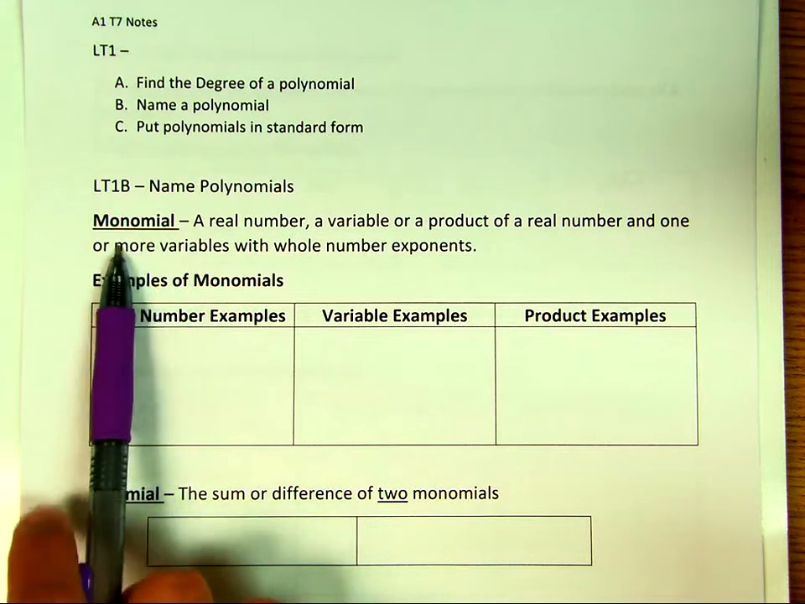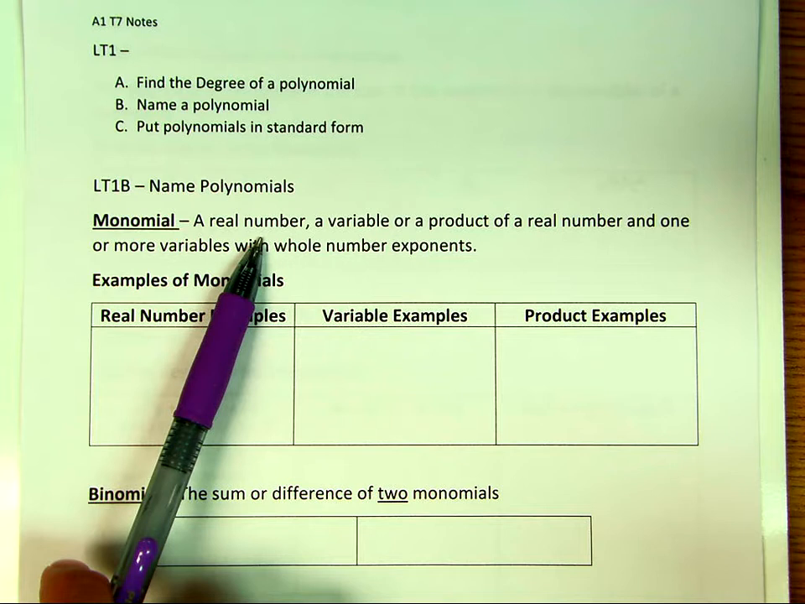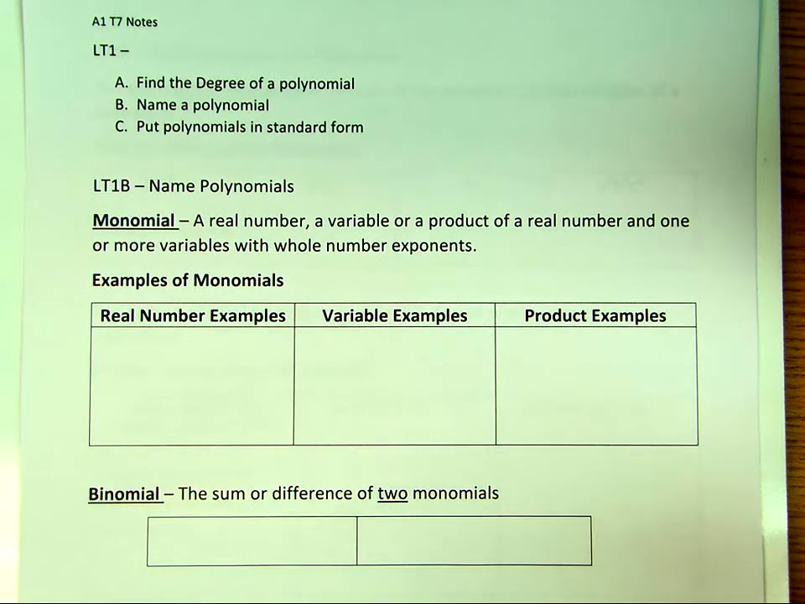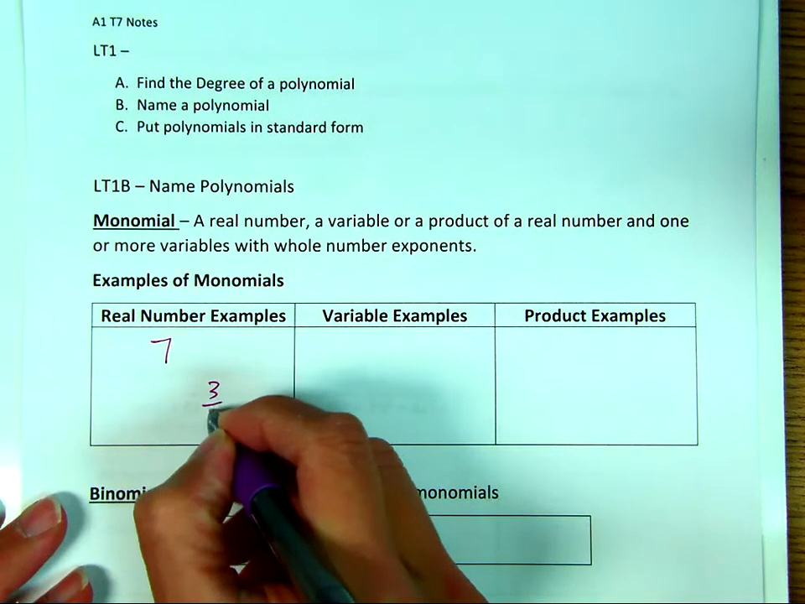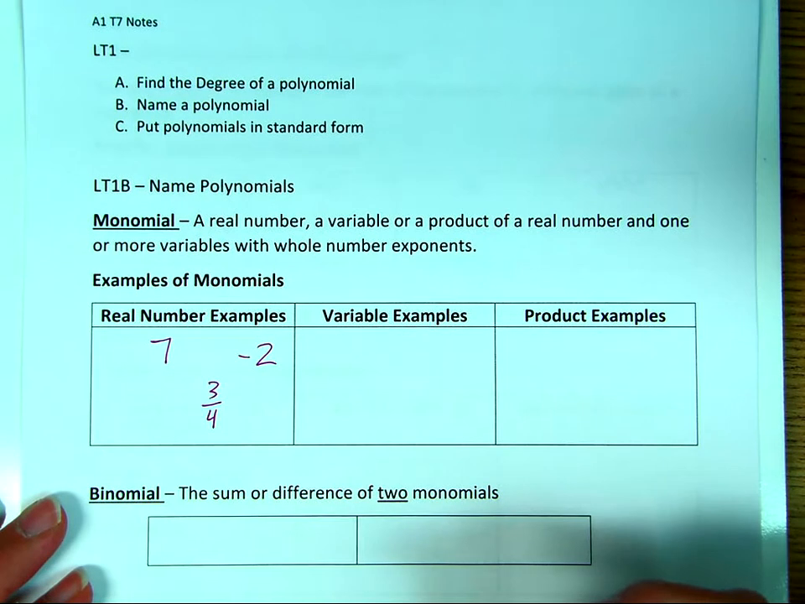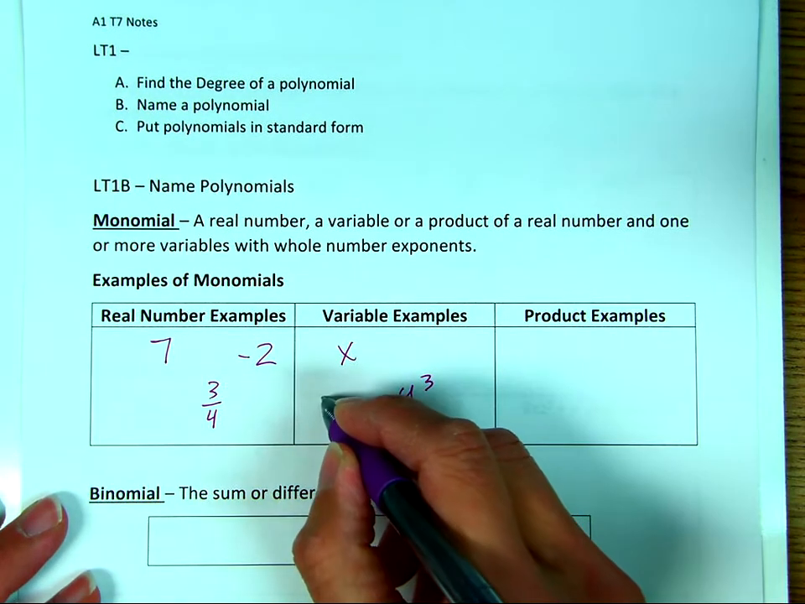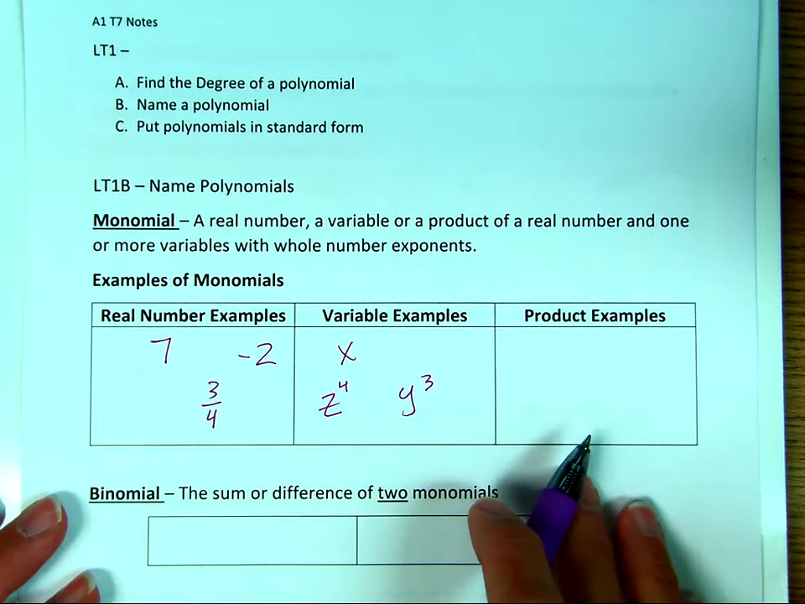So a monomial is a type of polynomial that is just one term. It's any real number or a variable or a product of real numbers and one or more variables with whole number exponents. Here are some examples of monomials that are just real numbers: 7, 3/4, -2. Those are real number monomials. Variable examples: x, y cubed, z to the fourth.